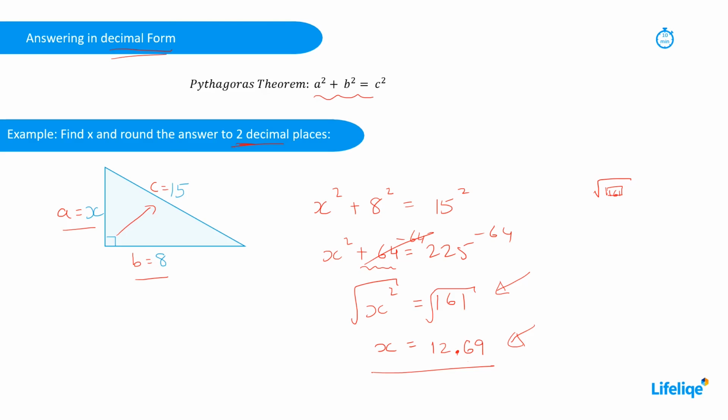All right, so that's really the summary of Pythagoras theorem and how to use it to solve questions where you have to find the different lengths of a right angle triangle.